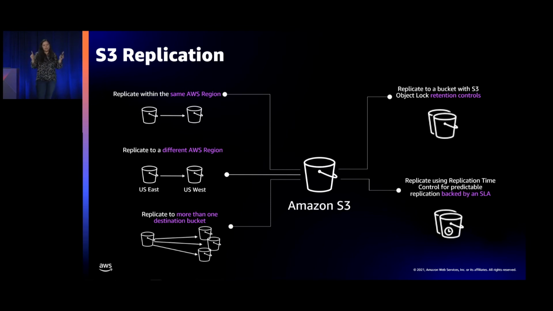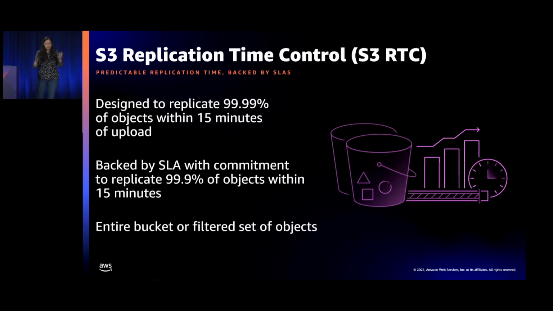S3 replication gives you several options. For example, you can replicate within the same AWS region with same-region replication, or to a different AWS region with cross-region replication. You can replicate from a single source bucket to multiple destinations. You can also replicate data across different AWS accounts or between buckets with different object lock settings. And if you need predictable replication backed by an SLA, S3 Replication Time Control lets you replicate objects within 15 minutes of upload. Let's dive deeper into this.